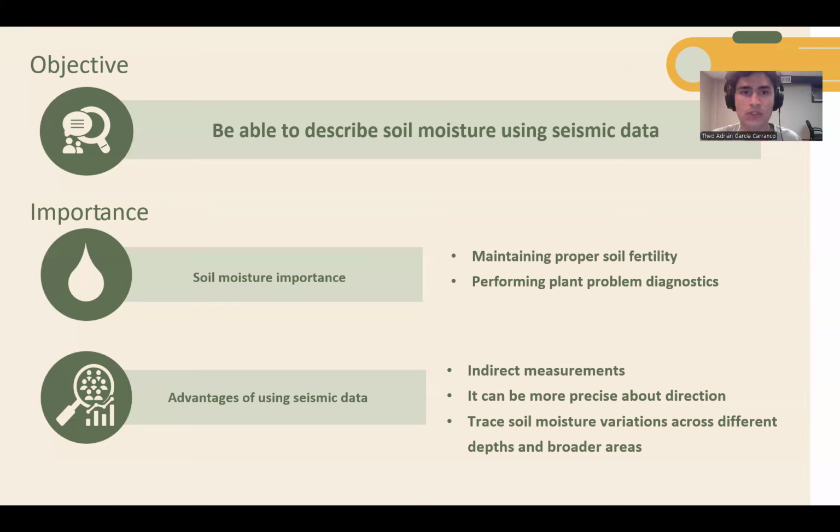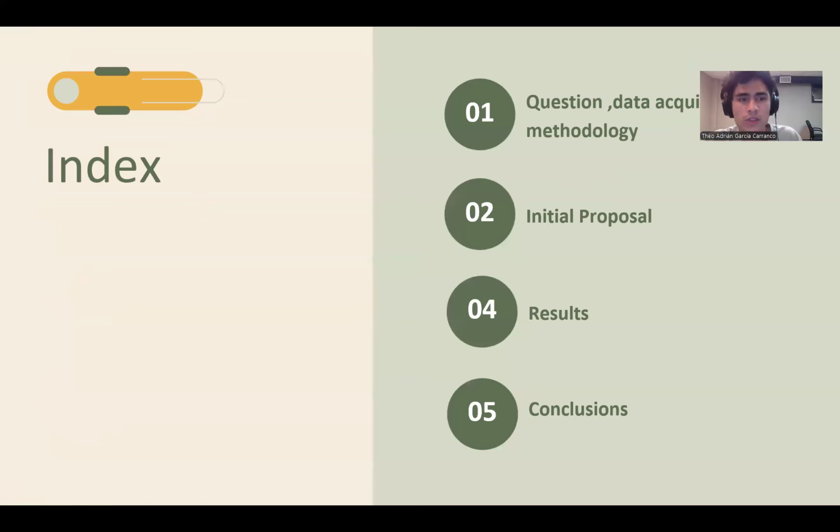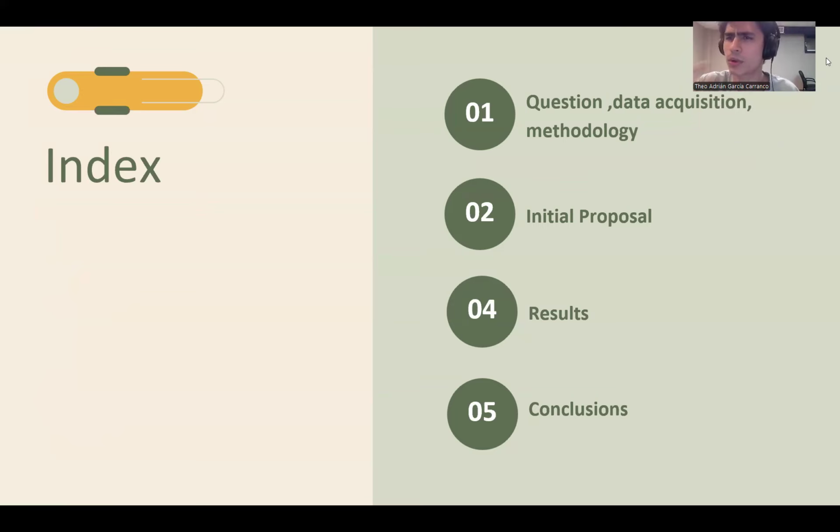Whereas if you wanted to do this using more conventional ways, you would have to dig and put a different sensor at different depths. So it could generally be more convenient using geophysics and seismic data. So this is how the talk is going to be. First, I'm going to give a little bit more background, then a proposal, results, and then conclusions.